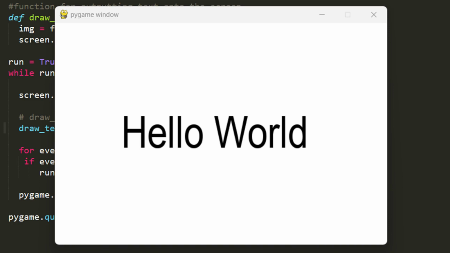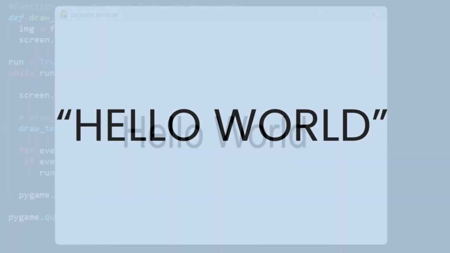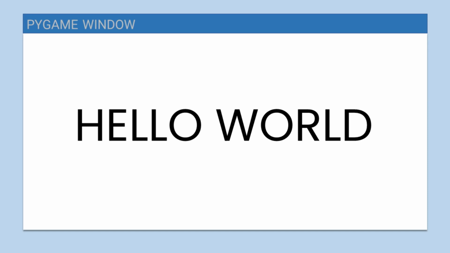Hello folks, in this video I'm going to show you how to display text on the screen in Pygame. Pygame doesn't have built-in functionality for drawing text. This is something we have to add in ourselves. The way this works is that we take text in the form of a string, then we render that text into an image, and lastly we draw or blit the image onto the screen. All of this can be achieved by creating our own helper function.